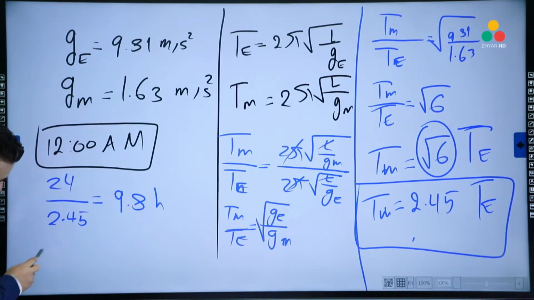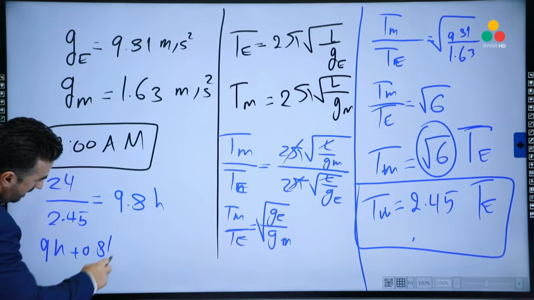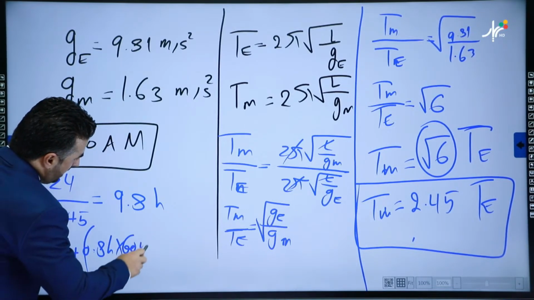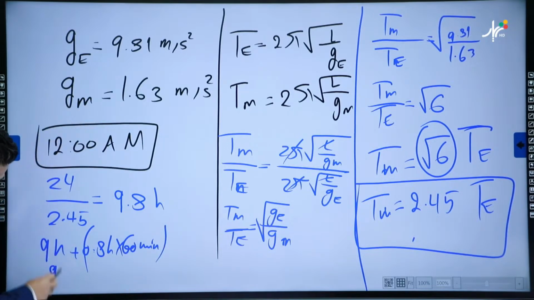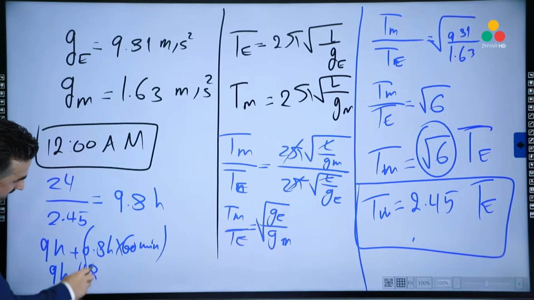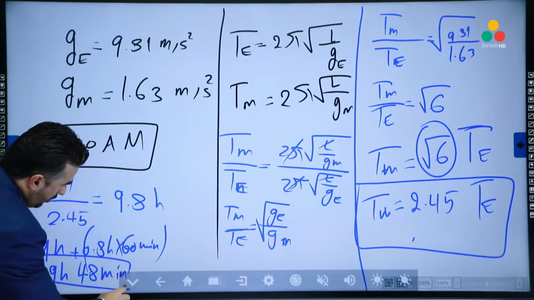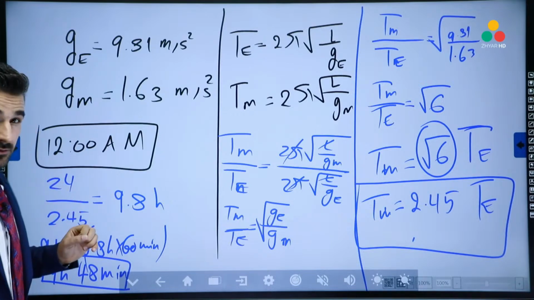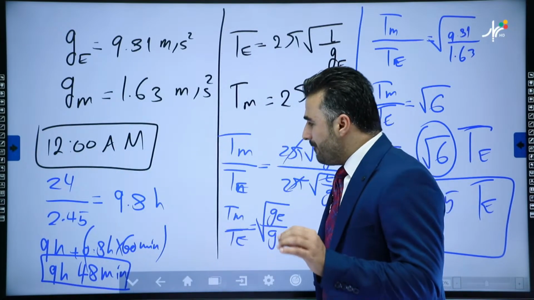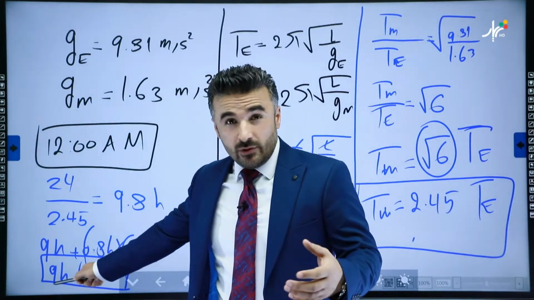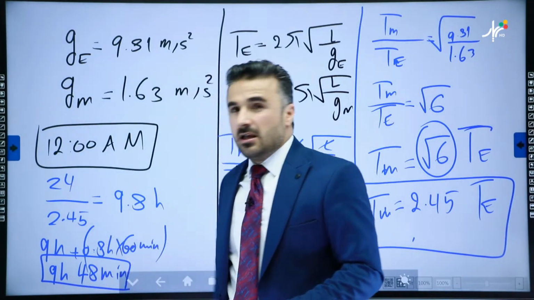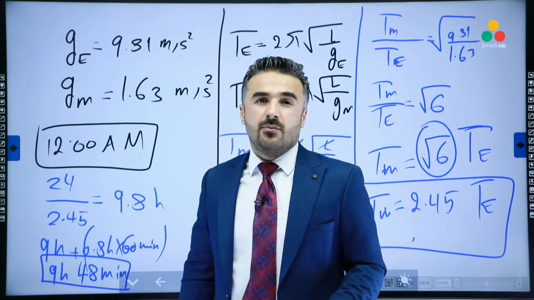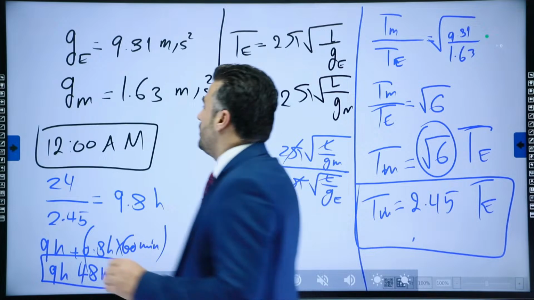But 9.8 hours means 9 hours plus 0.8 hours. If we convert 0.8 to minutes by multiplying by 60 minutes, the final answer is going to be 9 hours and 48 minutes. So after 24 hours have passed, the clock on the moon will read 9 hours 48 minutes. Because it started at 12 a.m., that will be the time the pendulum clock will read on the moon.